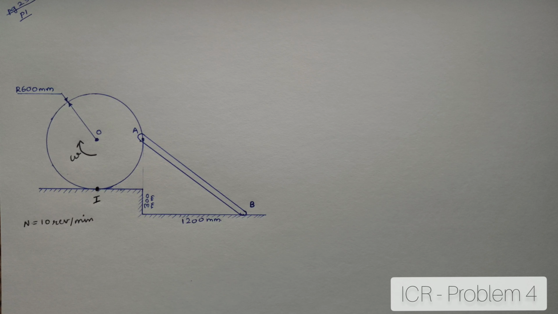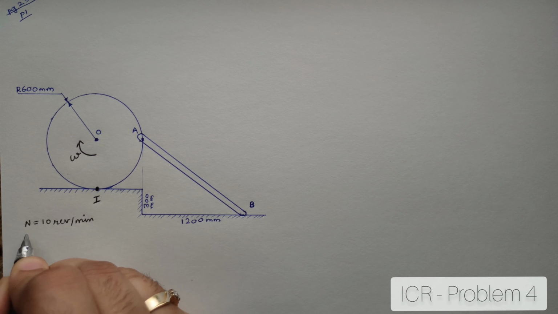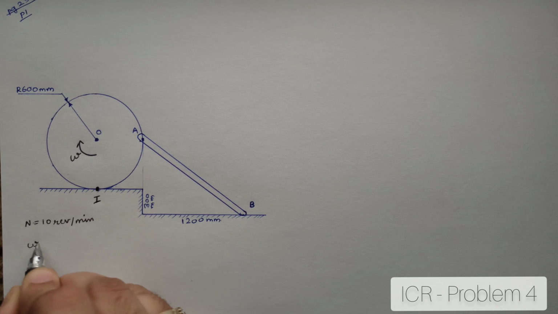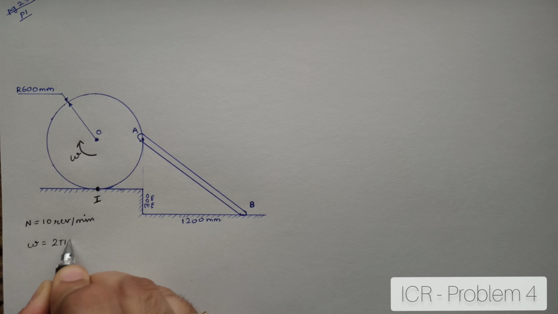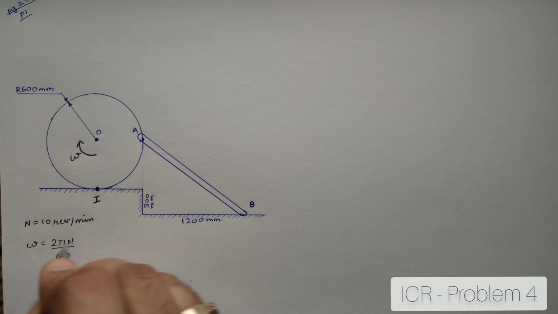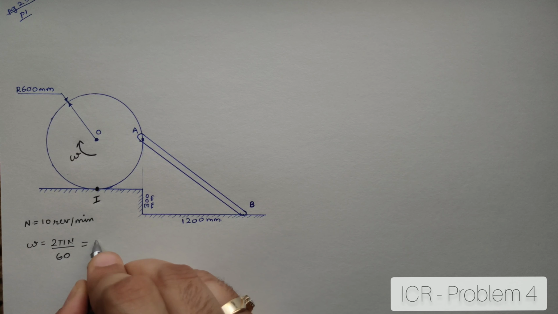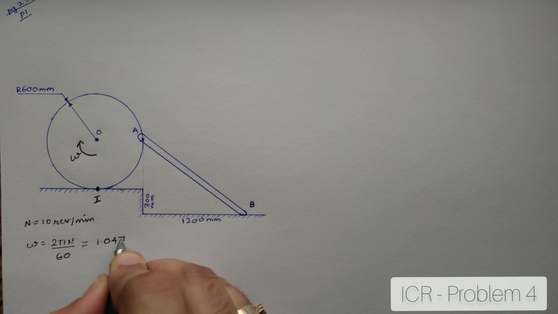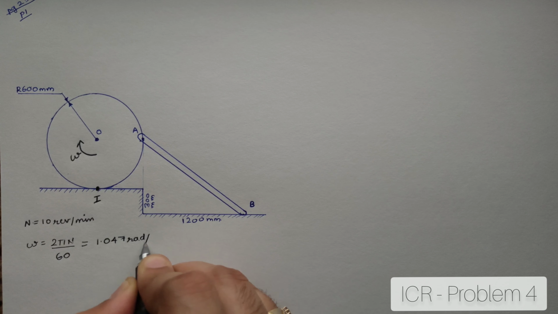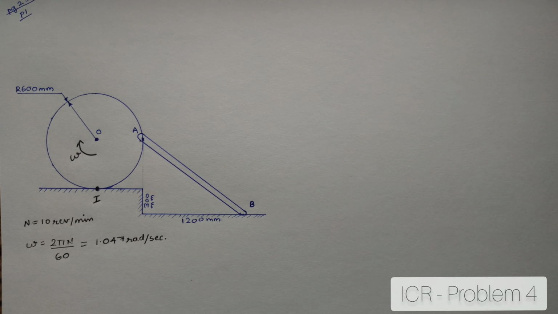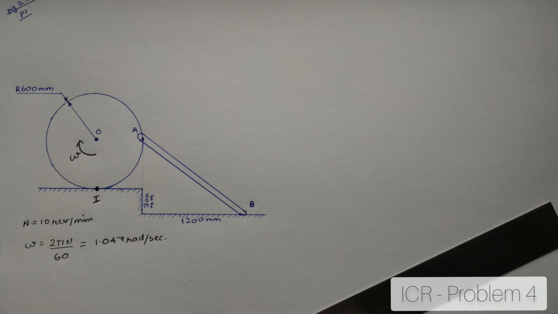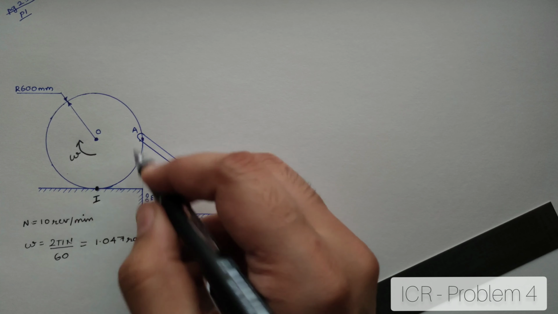Now the next step is to get the omega in radians per second. So how to convert this n into radians per second? Yes, it's very easy. Omega will be nothing but 2 pi n by 60. So when you substitute the values, you should be getting omega as 1.047 radians per second.